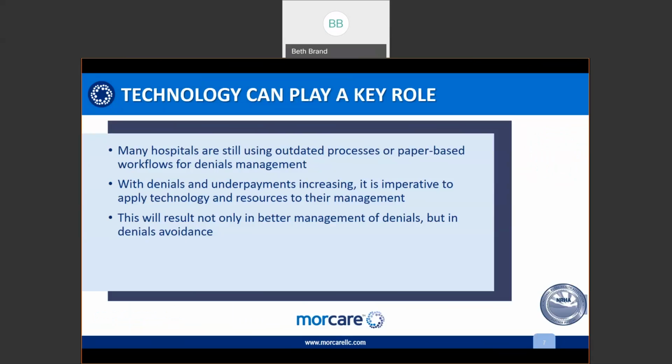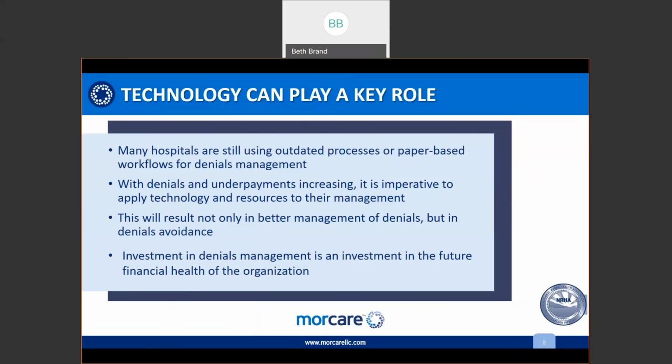So we've talked about how denials create significant challenges for maximizing revenue. It's true that many hospitals are still using outdated processes or paper-based workflows for denials management. But given the fact that denials are on the rise, it really is important to have the right tools and processes in place. Technology can play a key role in curbing the denials issue, not only managing the denials process, but in truly avoiding denials from occurring in the first place.